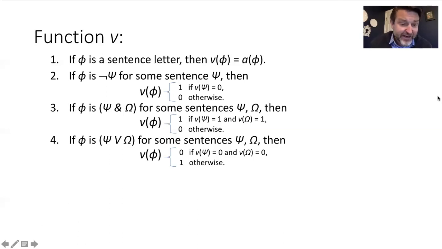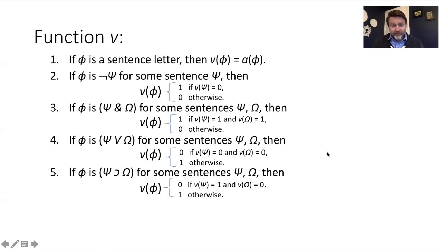Moving ahead, if phi is the following sentence, psi or omega, for some sentences psi and omega, then the value of phi is 0 if the value of psi is 0 and the value of omega is 0, but otherwise it's 1. Right? So this just expresses our disjunction rule. If we have a disjunction of two sentences, it's true so long as one of the disjuncts is true. It gets 0 if both of the disjuncts are false.